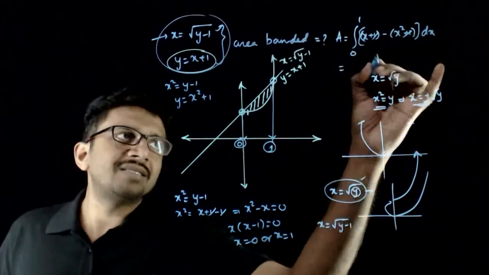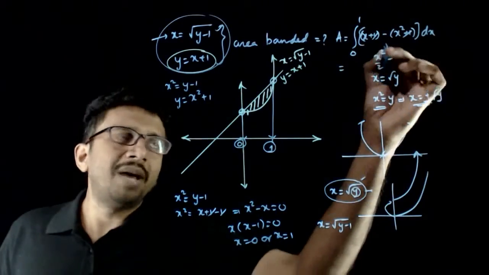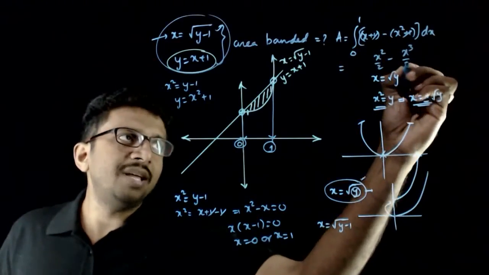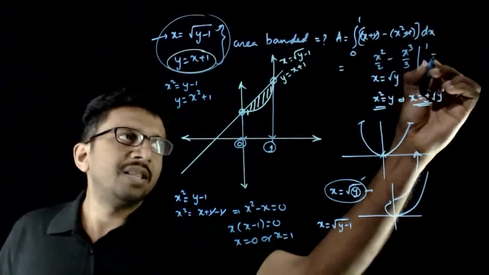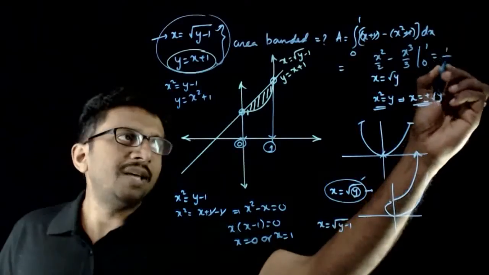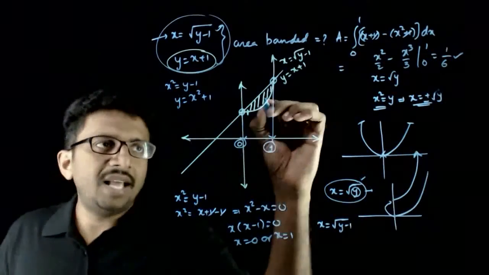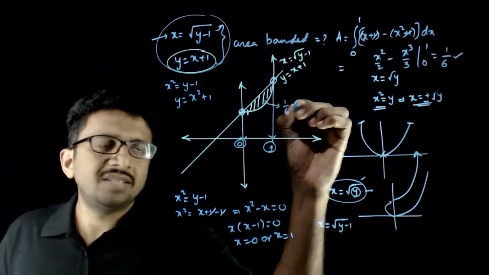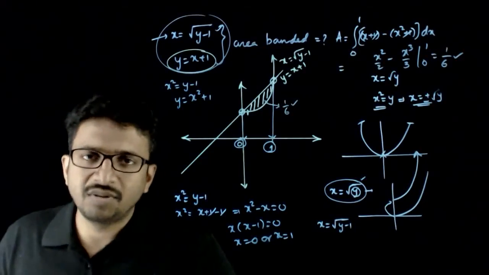If you integrate this, the integration of x is x square by 2, minus the integration of x square, which is x cube by 3, from 0 to 1. That is equal to 1 by 2 minus 1 by 3, which is equal to 1 by 6. So the area will be equal to 1 by 6 square units. That's the answer to this question. Thank you.